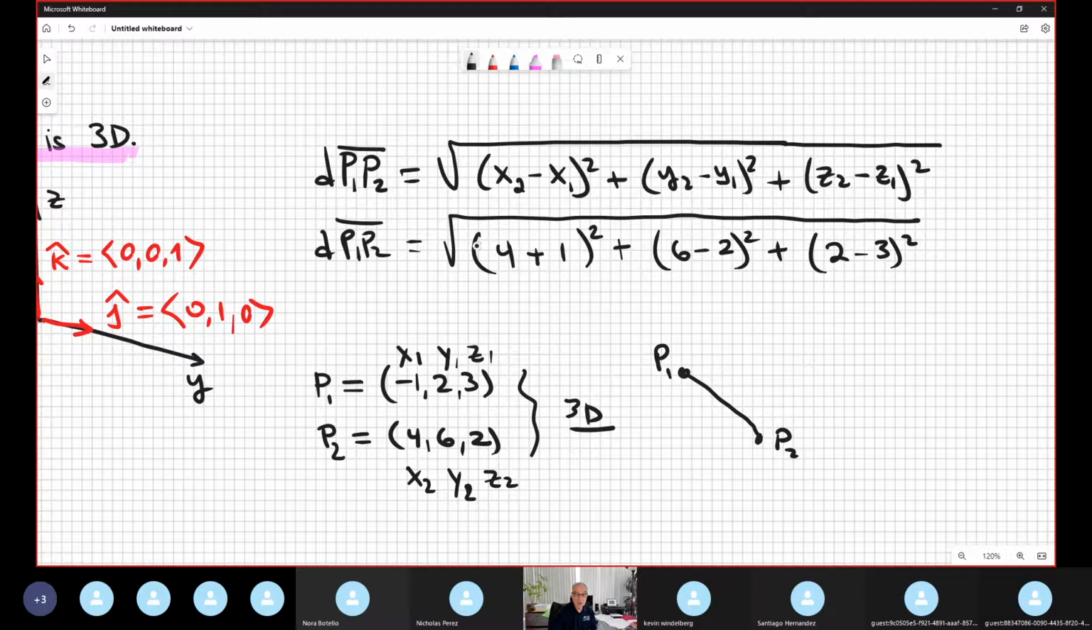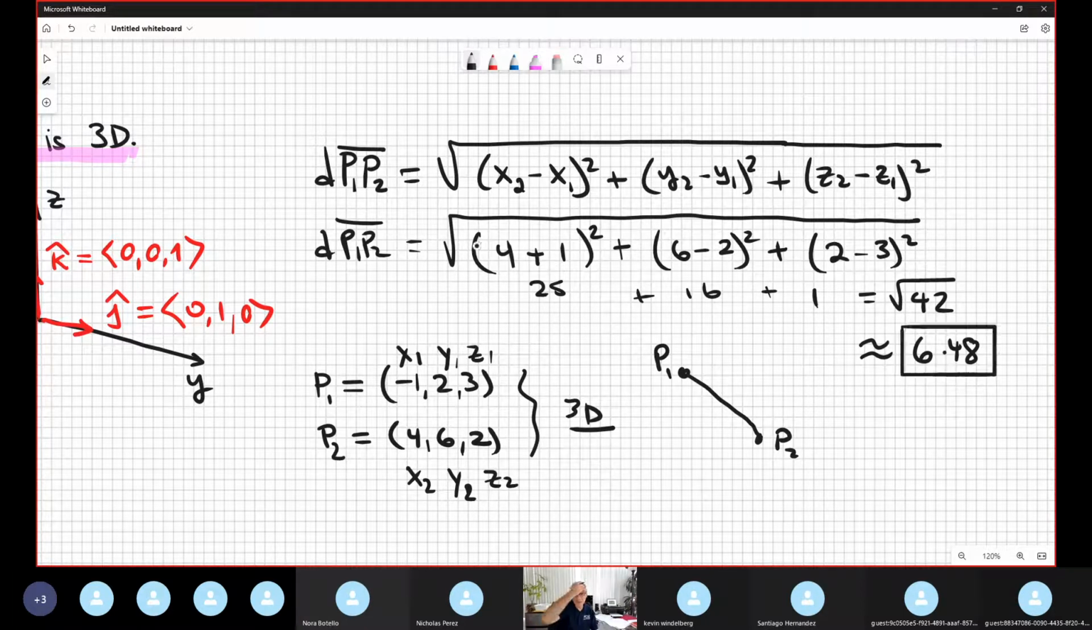Okay, super. So this is 5 squared, that is 25. This is 6 minus 2 is 4, squared 16. And 2 minus 3 is -1, and -1 squared is 1. So 25 plus 16 is 41, plus 1 is 42. Actually it's the square root of 42. And the square root of 42 in decimal approximation, I put in the calculator, of course, is 6.48. Okay, everyone follow me on this idea?